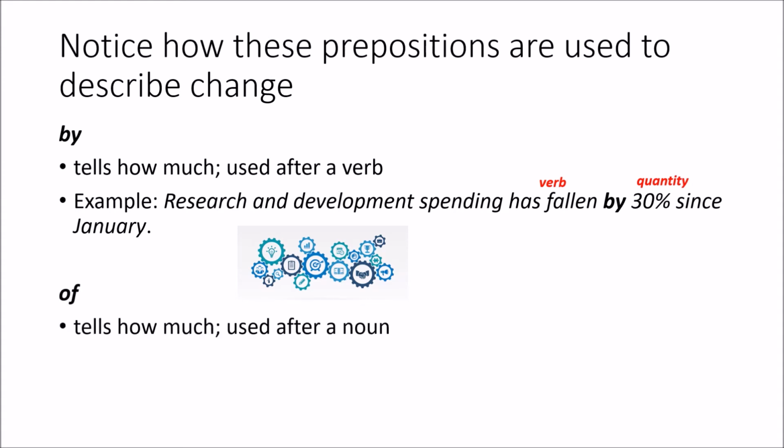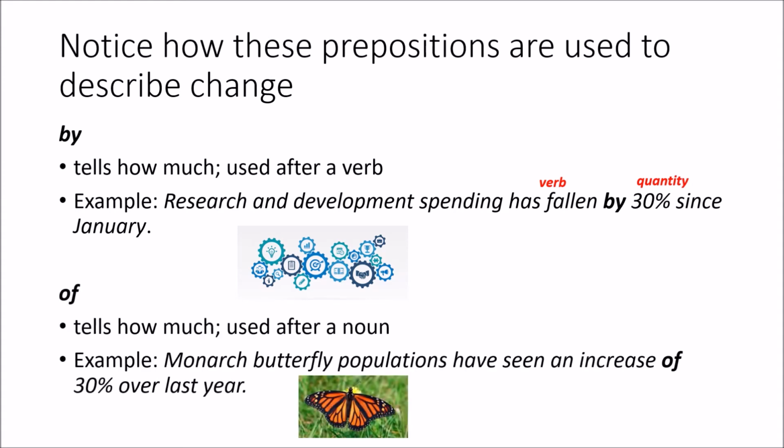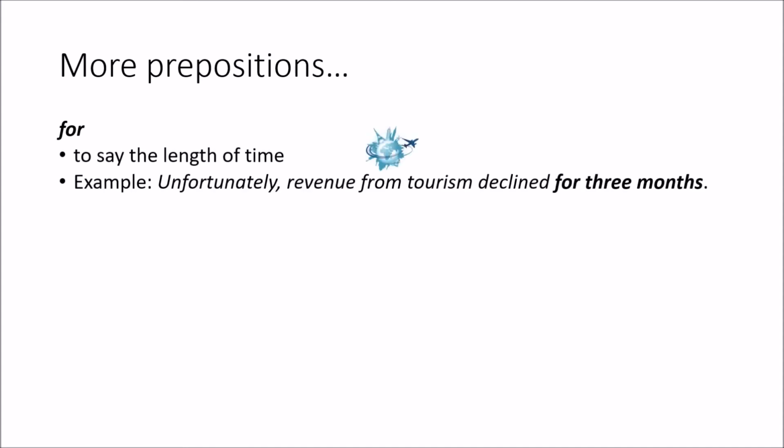Of also tells how much. Example, monarch butterfly populations have seen an increase of 30% over last year. Of comes after the noun increase and before the quantity, 30%. And more prepositions. For is used to say the length of time. For example, unfortunately, revenue from tourism declined for 3 months.